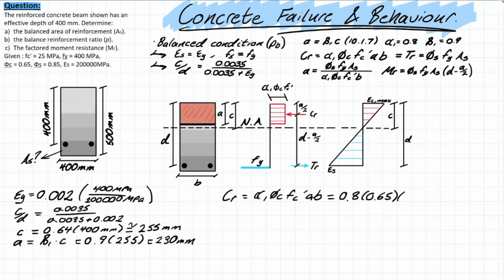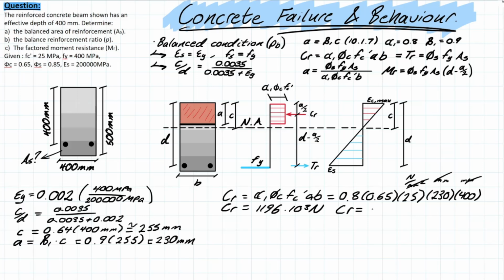We have all of these nice little parameters already solved for, so we're just simply plugging them in. 0.65, 25, and then a, which is solved for here, 230, and the b, which is at the base of our member, 400. This is MPa, so Newton per millimeter squared, times millimeter, millimeter. These cancel, we're left with Newton. So our Cr is going to equal 1196 times 10 to the 3 Newton.